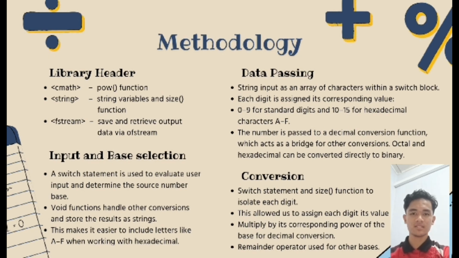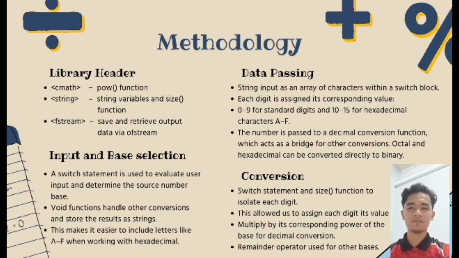To process conversions, the program treats the string input as an array of characters within a switch block. This allows each digit to be assigned its corresponding value, 0 to 9 for standard digits and 10 to 15 for hexadecimal characters A to F. Once the digits are mapped, the number is passed to a decimal conversion function, which acts as a bridge for further transformation. However, octal and hexadecimal can be converted to binary directly by bypassing the decimal bridge for improved efficiency.